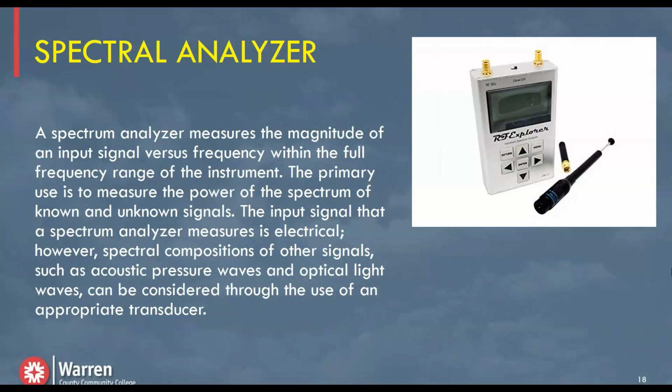If you really want to get into this stuff, you can get yourself a spectral analyzer or spectrum analyzer, and the RF Explorer is a really nice, inexpensive one that works really well. We use it here at the college. And the spectrum analyzer measures the magnitude of an input signal versus frequency within the full frequency range of the instrument. The primary use is to measure the power of the spectrum of the known and unknown signals. The input signal that a spectrum analyzer measures is electrical. However, spectral compositions of other signals, such as acoustic pressure waves and optical light waves, can be considered through the use of an appropriate transducer.